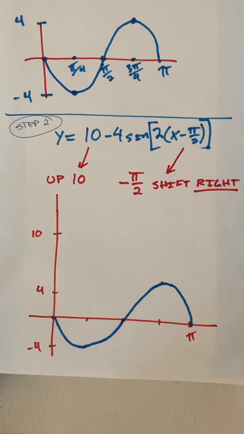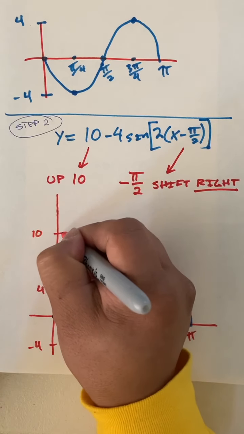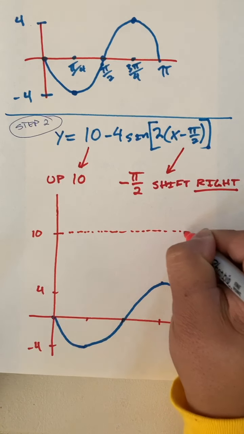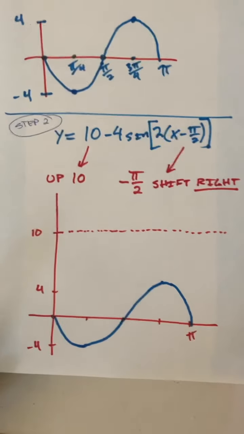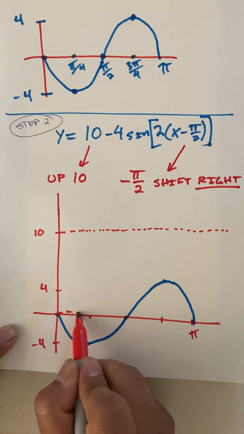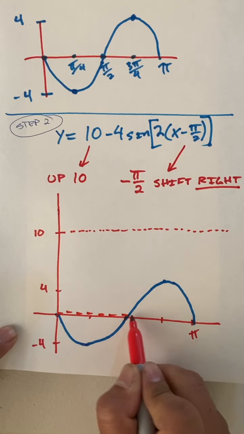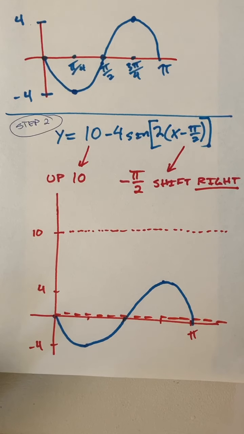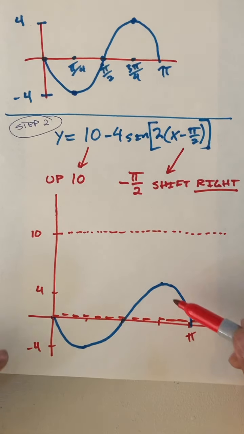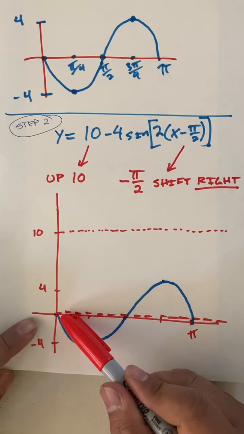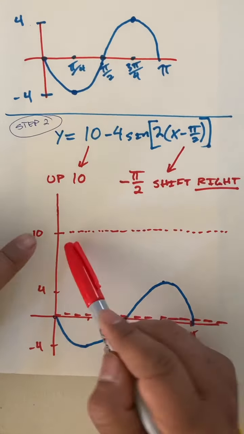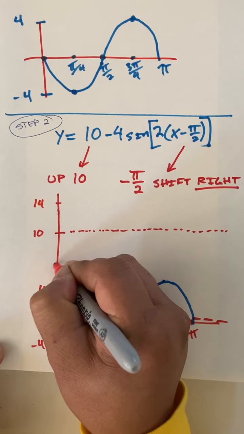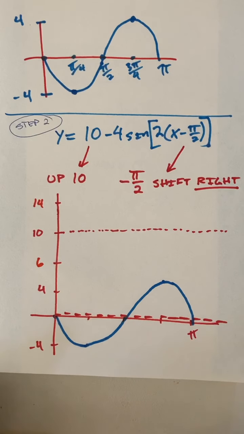Oh boy, I do not want to run out of room. And I am going to do this. It's the middle line. In other words, the x-axis. I'm kind of taking the x-axis and I've now lifted it up 10 units. Okay. Now the amplitude here was +4 and -4. So I'm going to do that from 10. And I'm going to get 14 and 6.